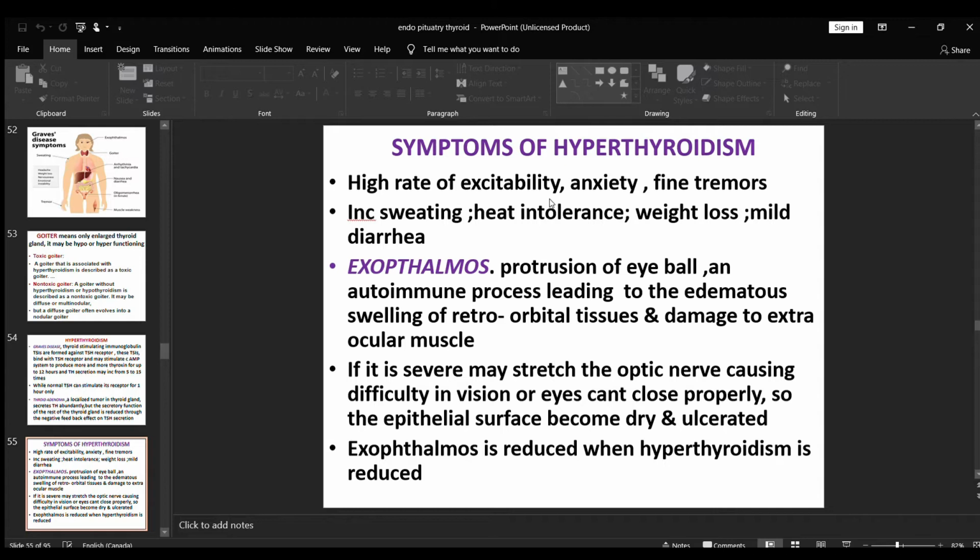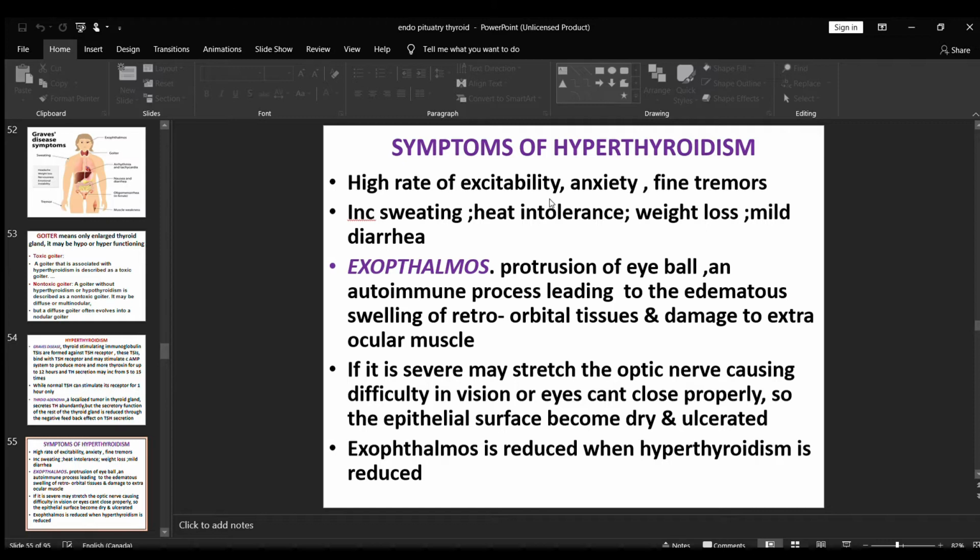Then a very important thing is known as exophthalmos. Exophthalmos means protrusion of the eyeball. Your eyeballs are protruded outward, and this is an autoimmune process leading to edematous swelling of the retroorbital tissues and damage to the extraocular muscles. If it is severe, it may stretch the optic nerve.